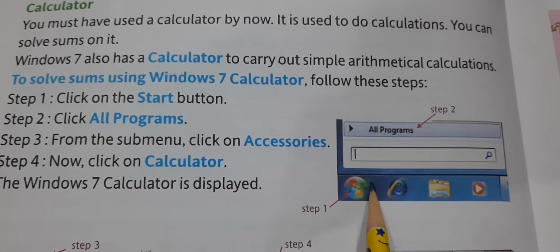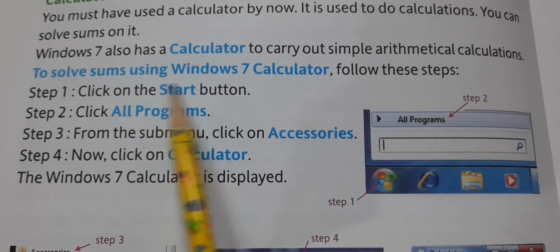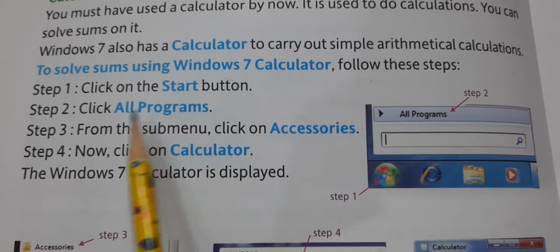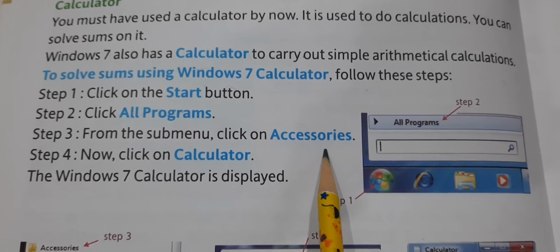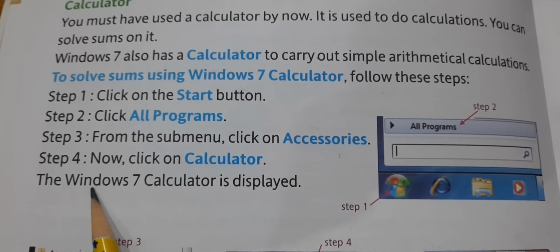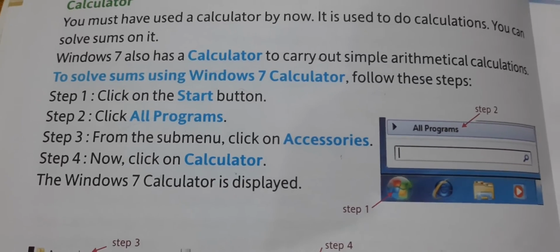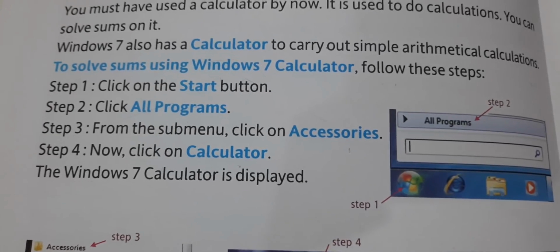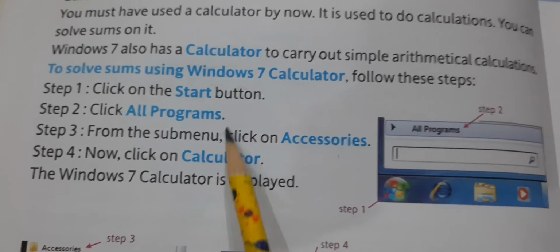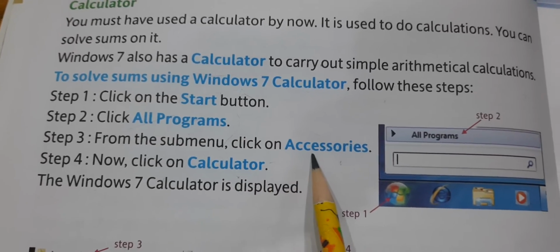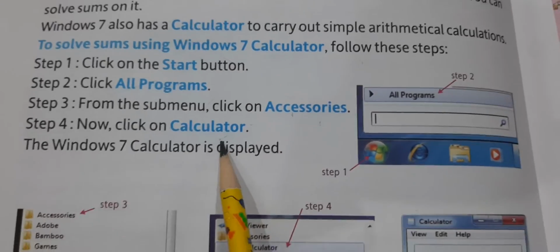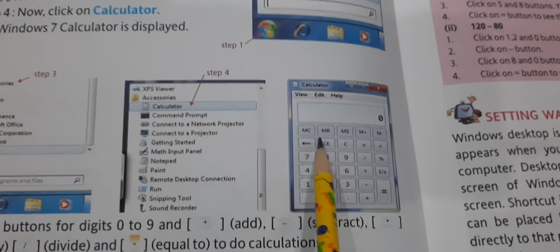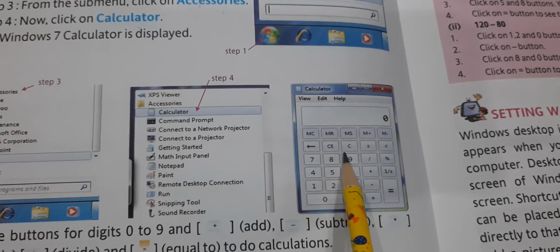At that time, instead of using an actual calculator, we can simply open this application and work there. Now, to solve sums using the Windows 7 calculator, follow these steps. Click on the Start button, All Programs. From the submenu, click on Accessories, and then click on Calculator. For opening any accessory, whether it is WordPad or Paint, the first three steps will be similar and then you can open the accessory of your choice. Here we are clicking on Calculator. The Windows 7 calculator is displayed.